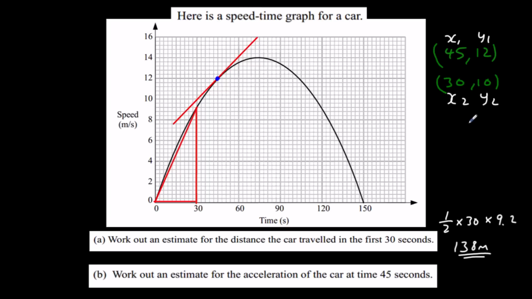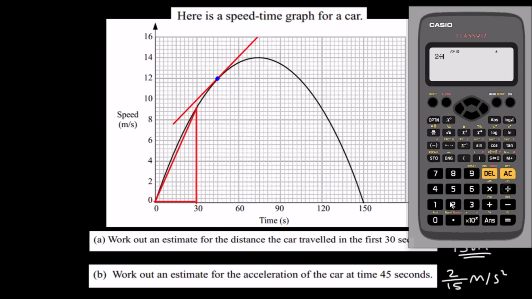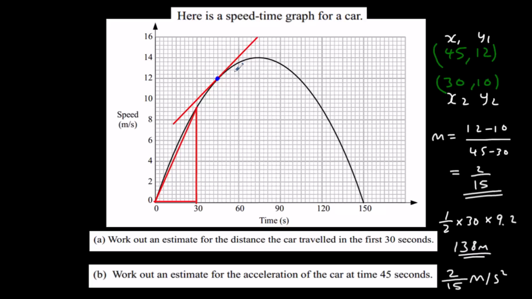So the gradient is the change in y's, so 12 take away 10, or 10 take away 12, over the change in x's, 45 take away 30. So that's 2/15. So it's 2/15 meters per second squared. Meters per second per second. 2/15, and that's 0.13 recurring, so something around there should be good for that mark.